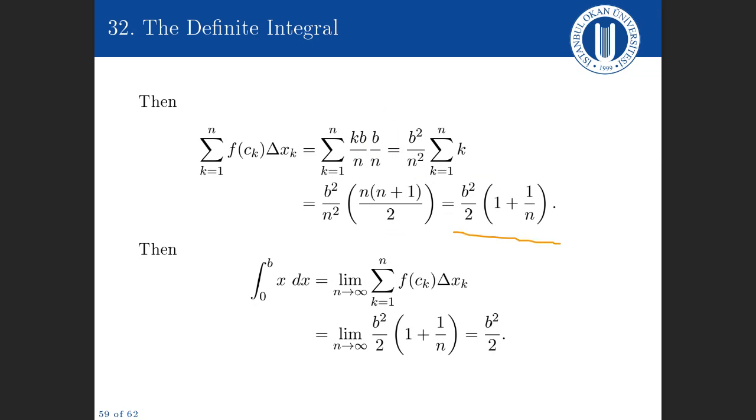To calculate our definite integral, we need to take the limit of this function as n tends to infinity. Well, what happens if we replace n by infinity here? 1 divided by infinity is 0. So it's 1 plus 0, which is 1. That means that the definite integral is equal to b squared over 2.